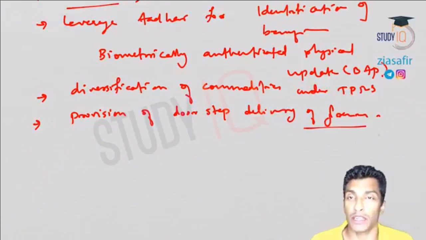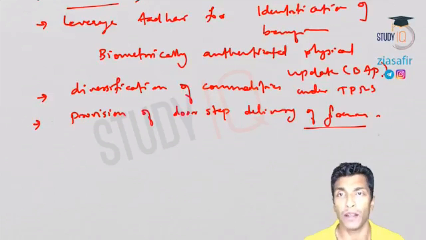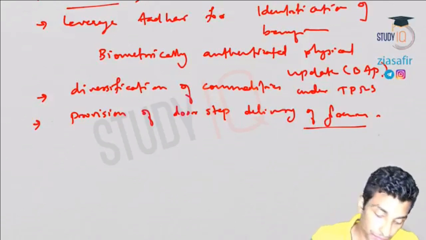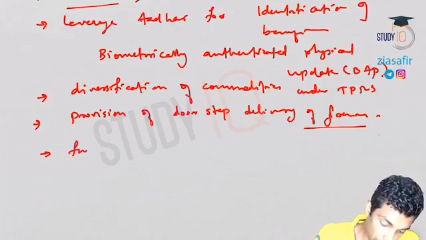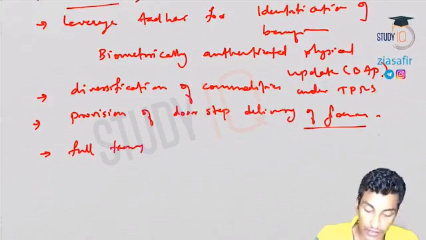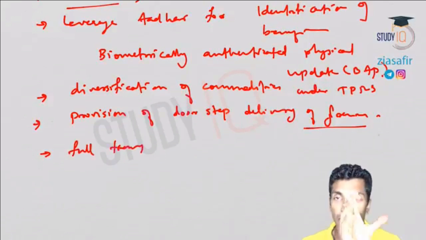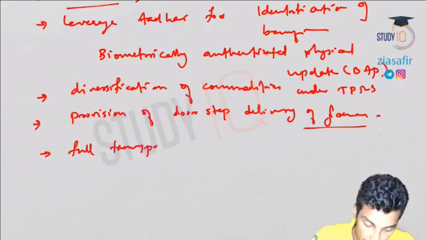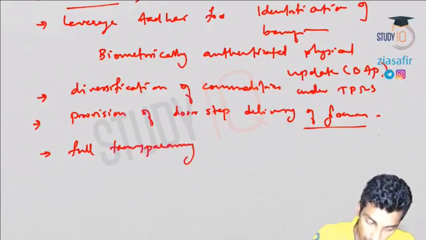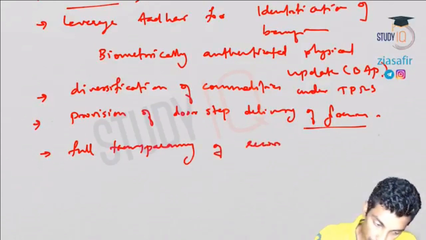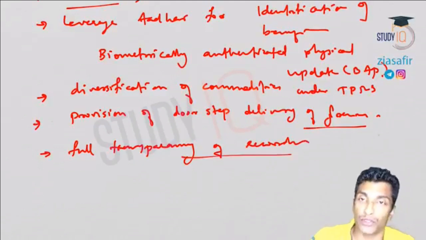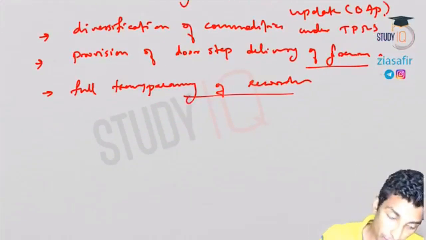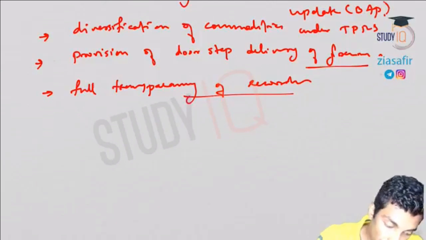So that should be the responsibility of the quota holder to deliver the food grain to the public. Full transparency of records. That means the beneficiaries list should be displayed or given online. That information should be given online. So list of beneficiaries should be made available online.